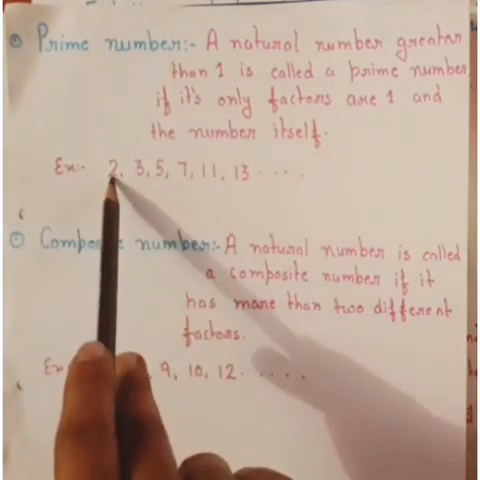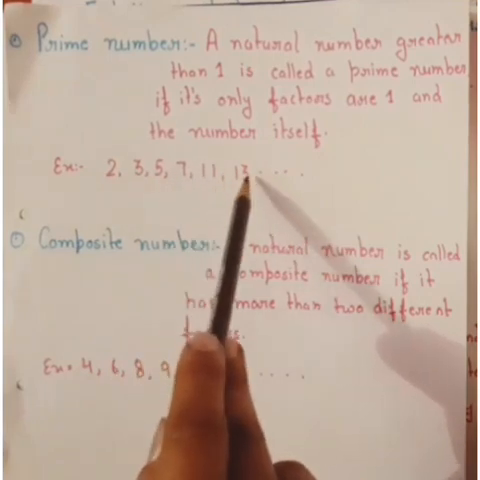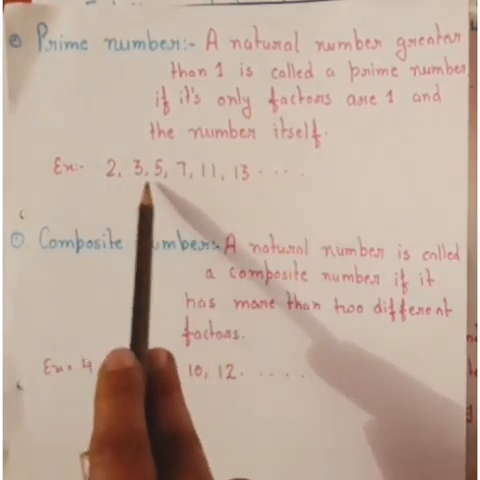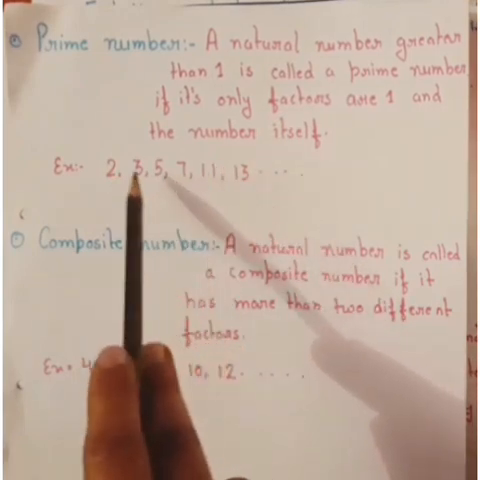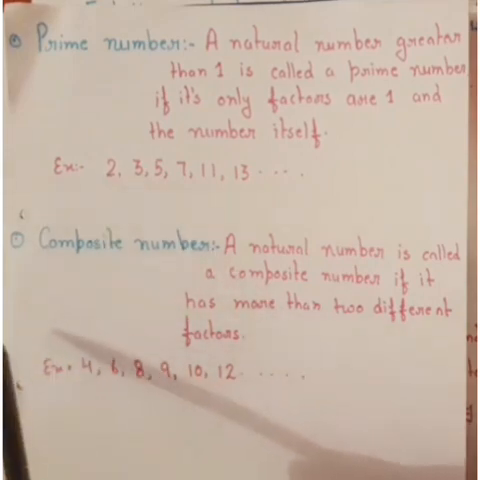Okay, for example 2, 3, 5, 7, 11, 13 and so on. So these all are prime numbers. Why they are prime numbers? Because they have only two factors. One is 1 and the other is the number itself.